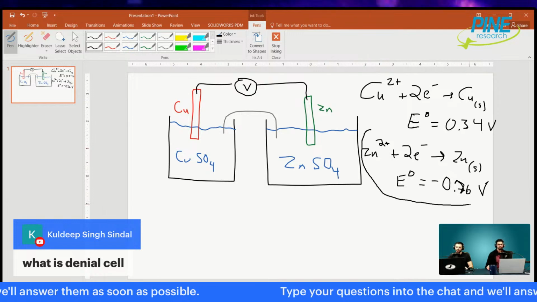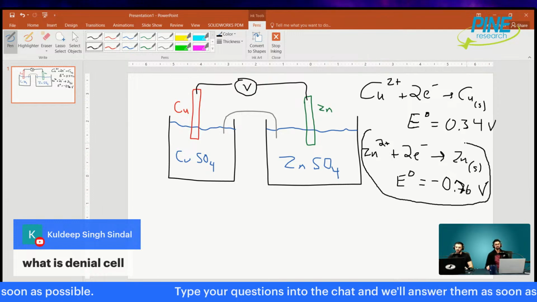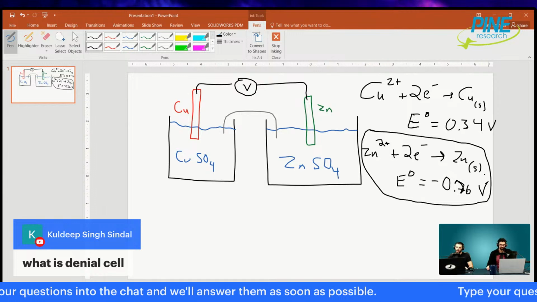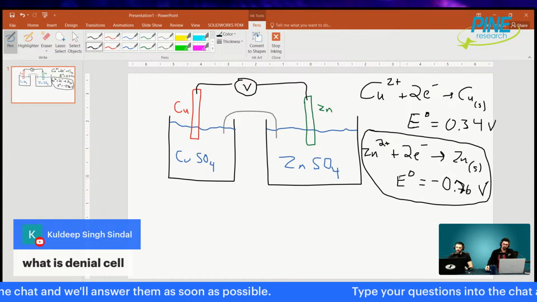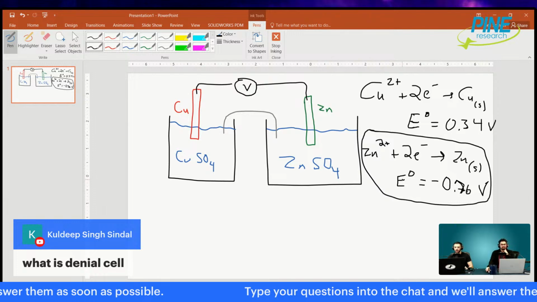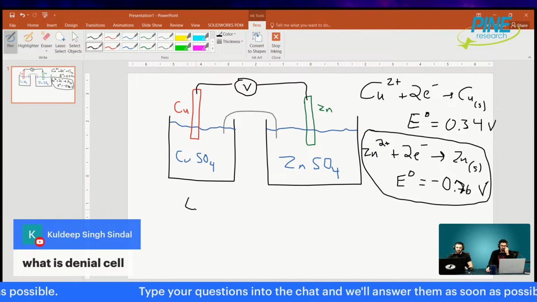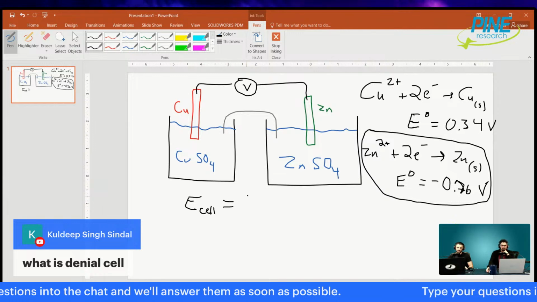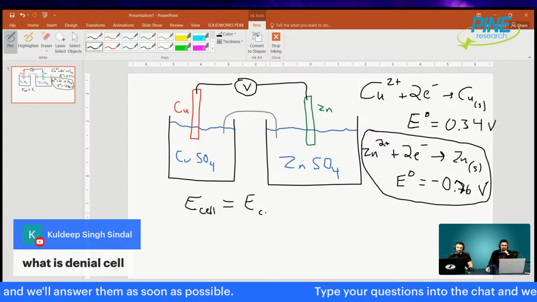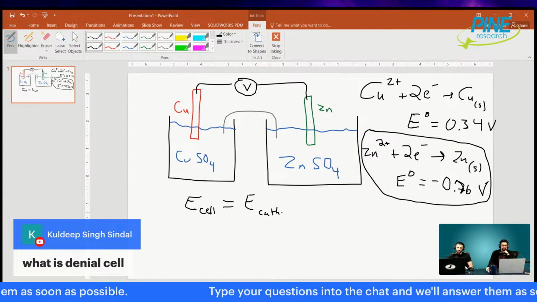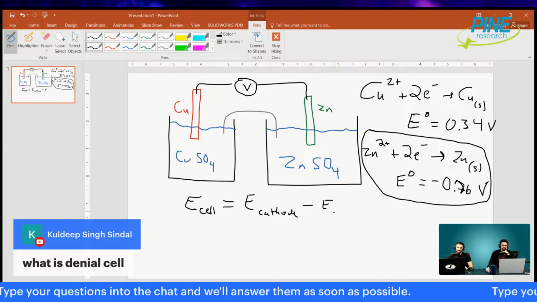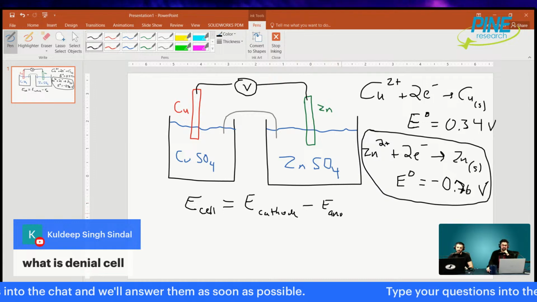So this is the potential of this as a reduction, which means that the opposite of it is... let me say this the right way. The E cell is equal to the cathode, which is where the reduction is happening, minus the potential of the anode, which is where the oxidation is happening.